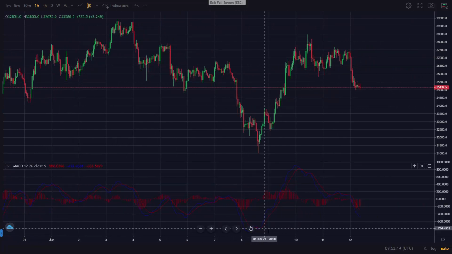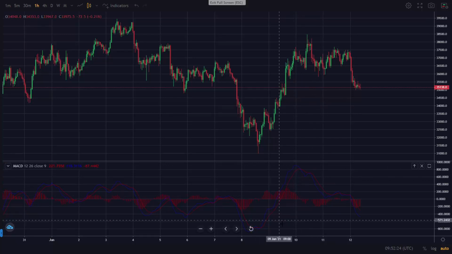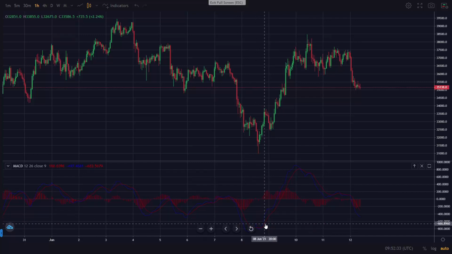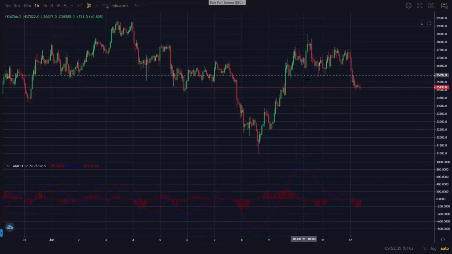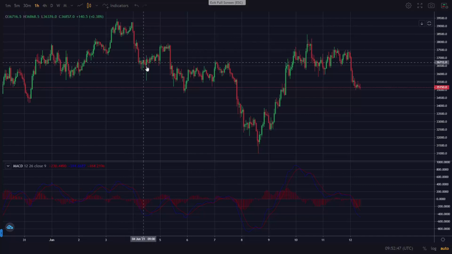When the MACD line crosses above the signal line, we expect an uptrend, and when it crosses below the signal line, we expect a downtrend. So it really is that simple to use. All you have to do is look for these crosses. As you can see here, we have a cross of the MACD line above the signal line, and an uptrend followed. Here as well, we do have a cross of the MACD line and the signal line, and a downtrend followed.